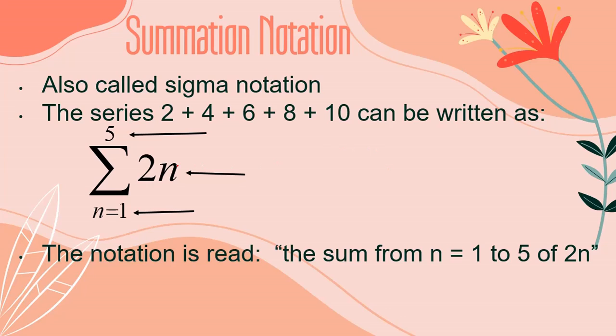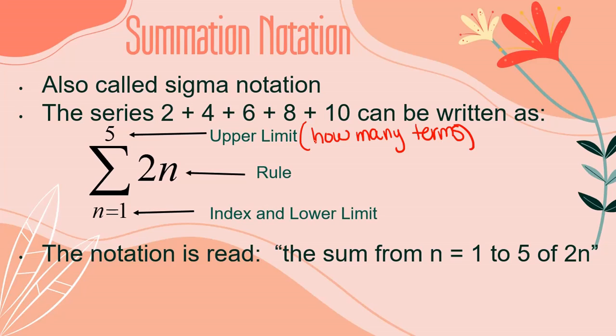Now notice how this right here is just the sequence that generated these terms. So the 5 is the upper limit. This is how many terms we're going to do in the series. So there were 1, 2, 3, 4, 5 terms. That's how many terms we're going to use. The 2n is the rule. That's the stuff that you were finding last time to find the sequence rule. And then the bottom is the index that we're starting at, the lower limit. So the starting index is right here.